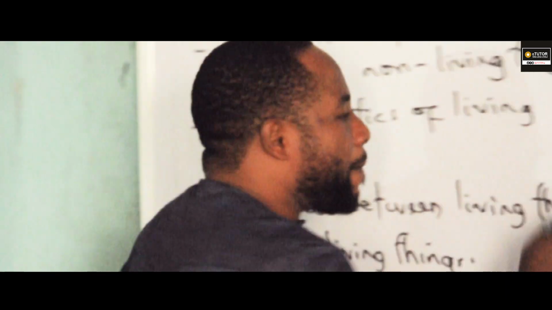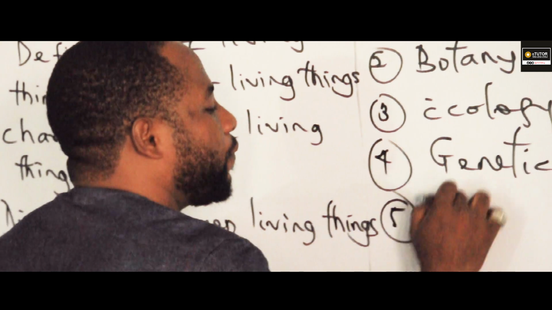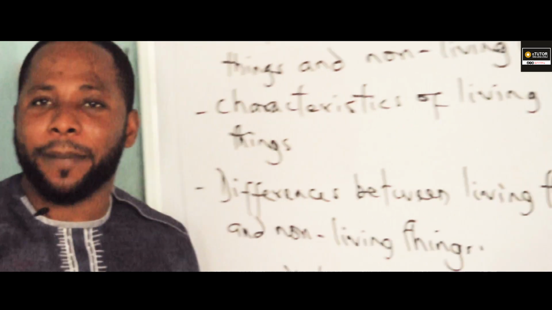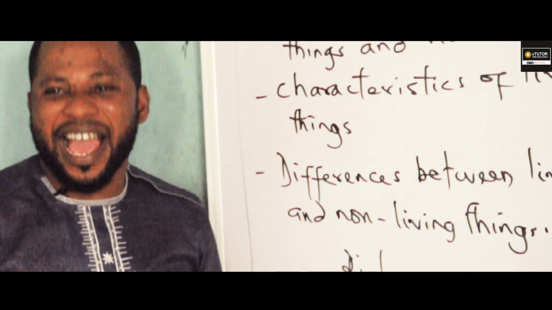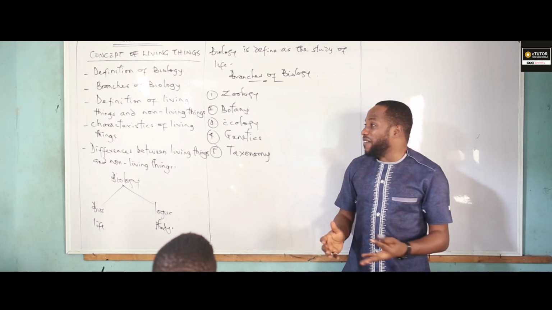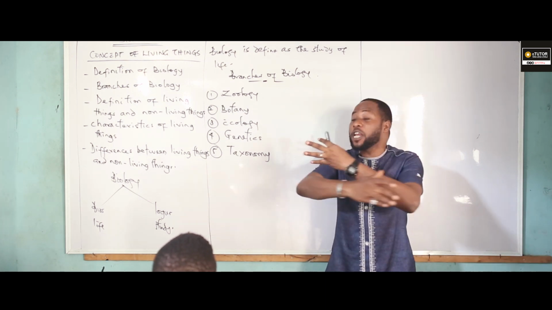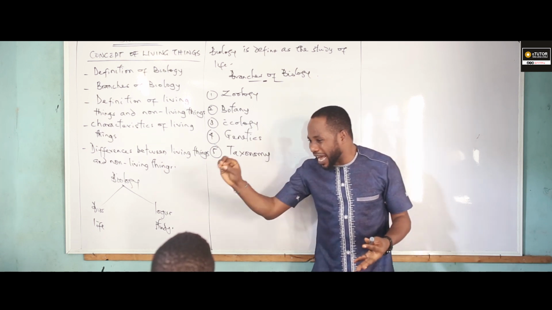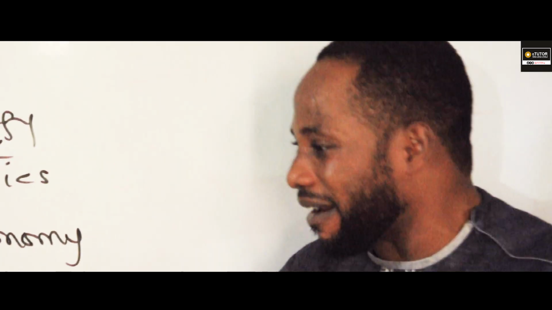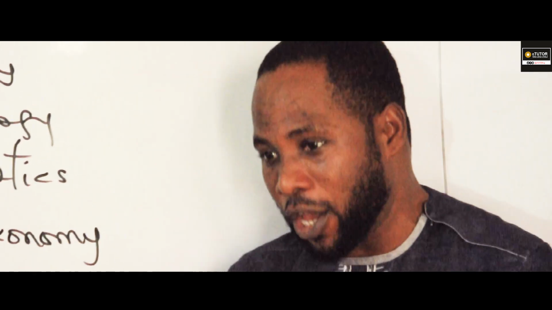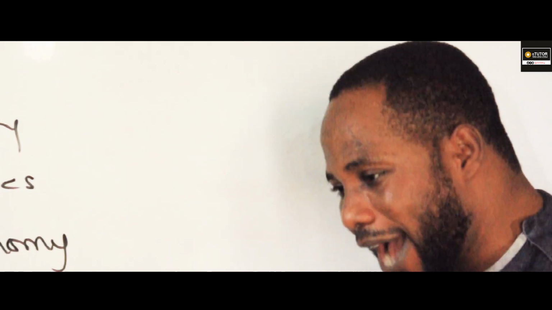Another branch of biology, number 5, we have taxonomy. Taxonomy is the branch of biology that deals with the naming and classification of living organisms. Due to the diversification of organisms, we have billions of organisms. You understand that? So for a biologist to give a name to each and every organism, they need first to classify them. So the branch of biology that deals with that classification and naming of living organisms is referred to as taxonomy.